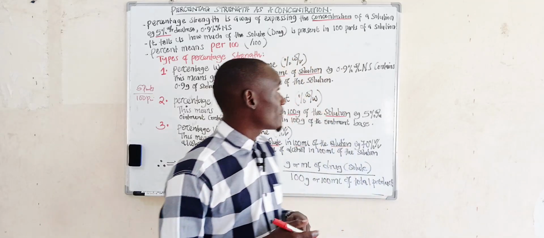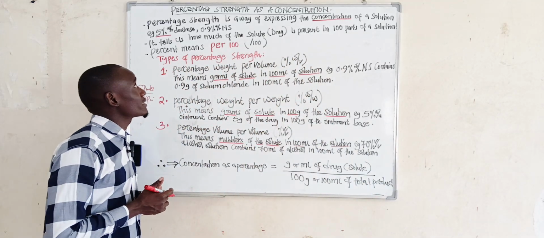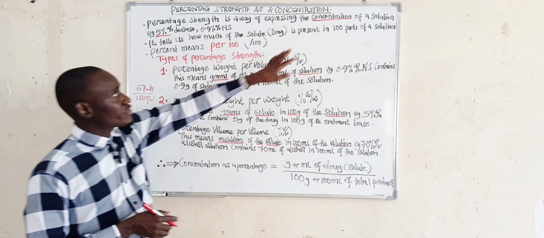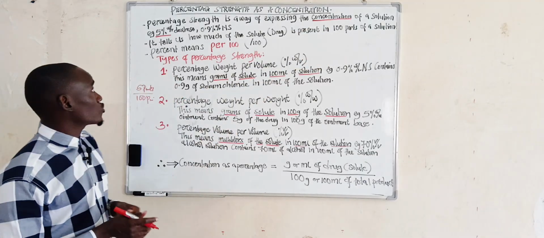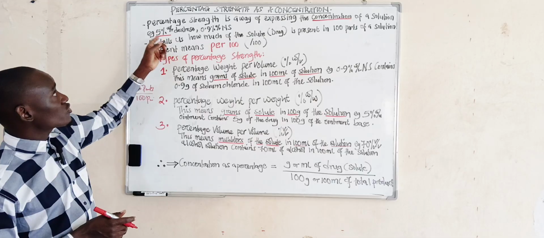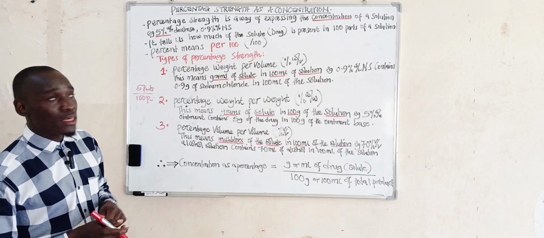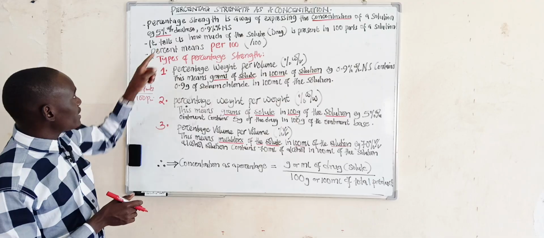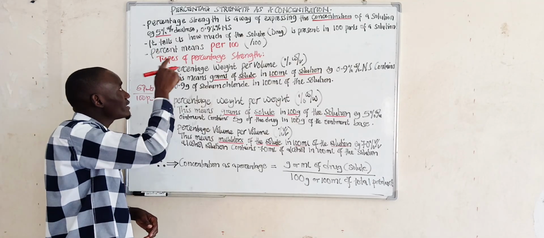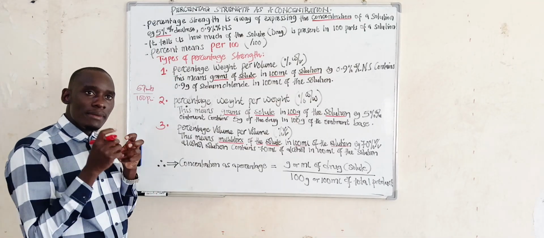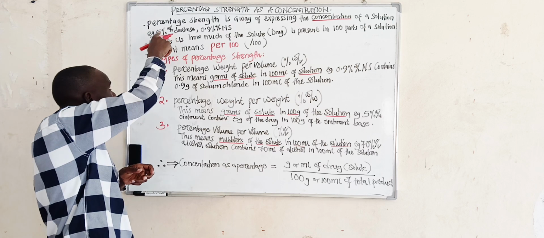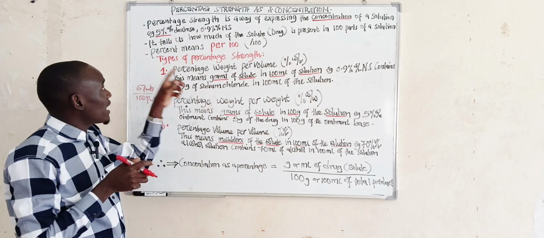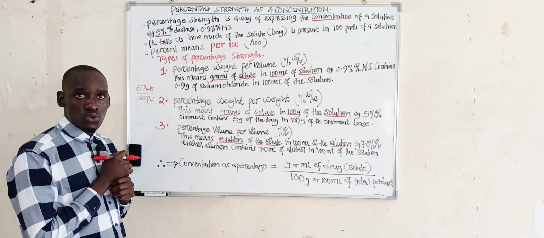Let's get started. What is percentage strength? Percentage strength simply refers to a way of expressing concentration of a solution. For example, dextrose 5%, normal saline 0.9%. When we say 5% weight in volume dextrose, we mean that there are 5 parts of the solute, call it a drug, in 100 parts of that solution.